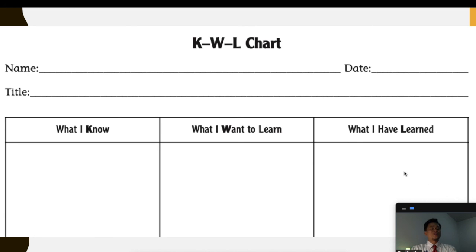Now let's go to the third column, what I have learned. So after looking at the first and second column, what are the things that you have learned about the first lady or about the story? Then please write them all here on the third column. I'll give you around 5 minutes to do that. You can pause this video for 5 minutes or more, so you can have time to write your answers.